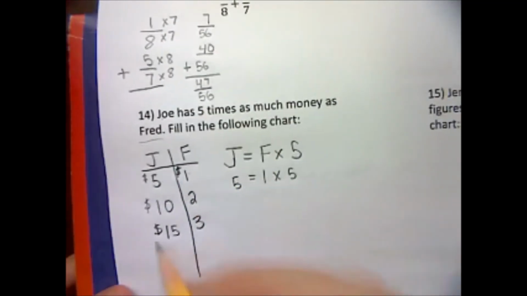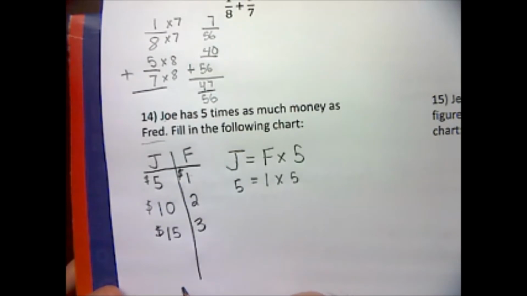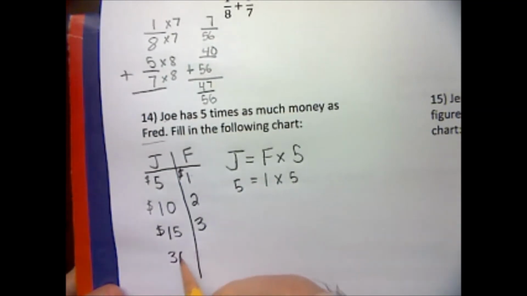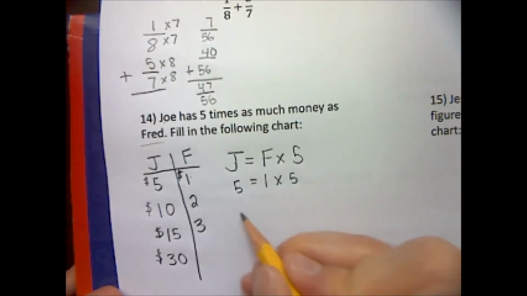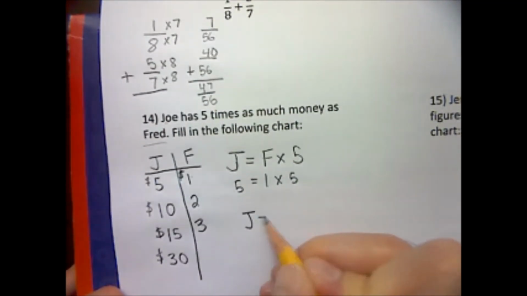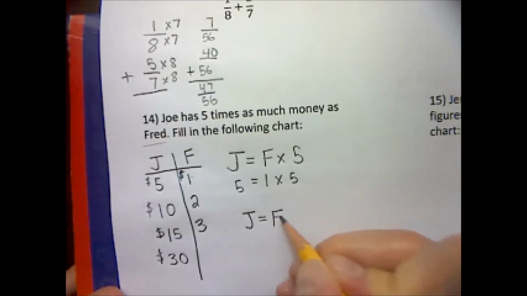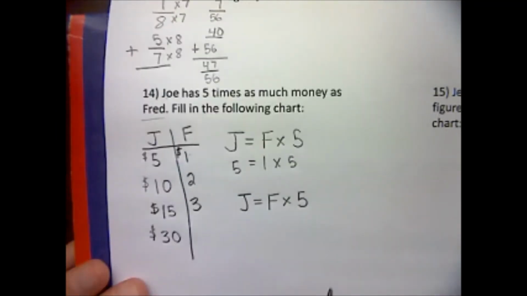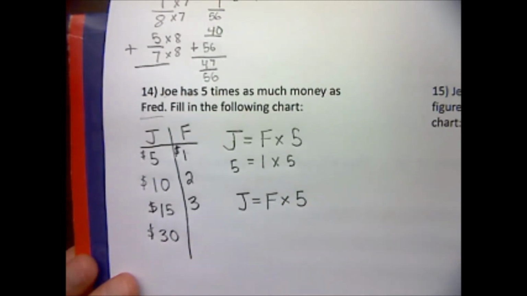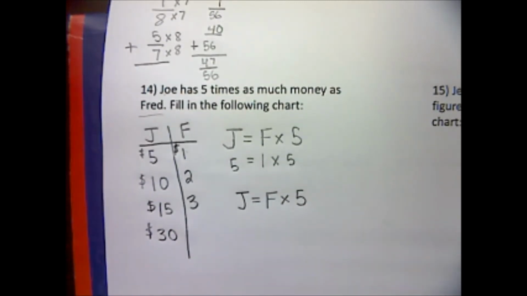Okay, now what if Joe has, let's say, $30. And you have to go backwards. Well, pause it really quick, but before you pause it, write J equals F times 5. Now this is the equation you're going to use. You're going to sub in and do algebra. All right, pause.